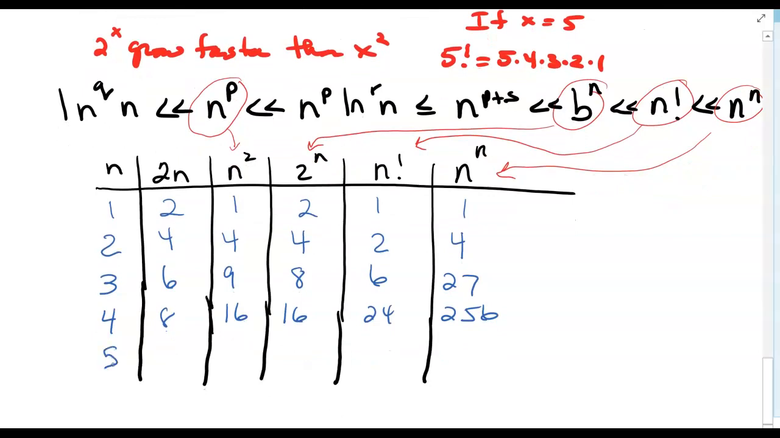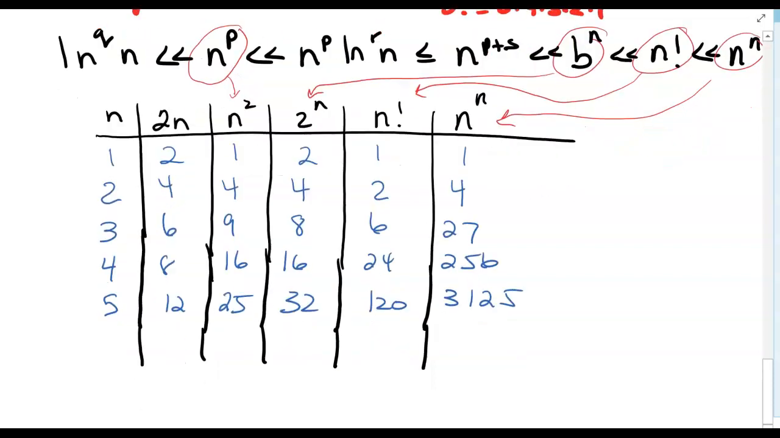Let's take a look at 5. 12, 36, right? Because, yeah. Ask me why I wrote 36. 25. I was trying to do 32. Sorry about that. 120 and 3,125. Right? 120 because it's 5 times 4 times 3 times 2. It's 20, but times 6 is 120. And then 5 to the 5th power, 5 times 5 times 5 times 5.